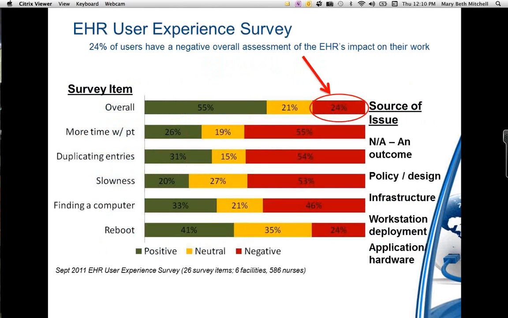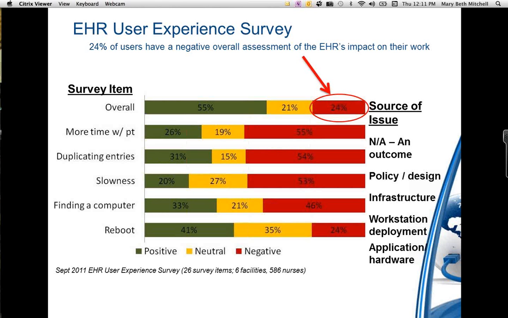So another measurement that we did is we measured through surveying our clinicians, primarily pharmacy and nursing were the two groups that we surveyed to find out overall what is their experience with the EHR and what were the results. And we've used these results to categorize the type of work that we need to implement. So you can see that we believe we had policy and design work, we had some infrastructure work, some things about workstation deployment and application of our systems, as well as the hardware. So we did take this and break it up.